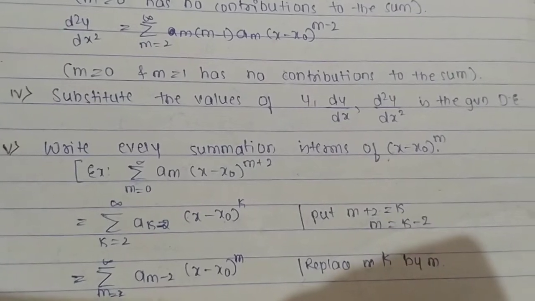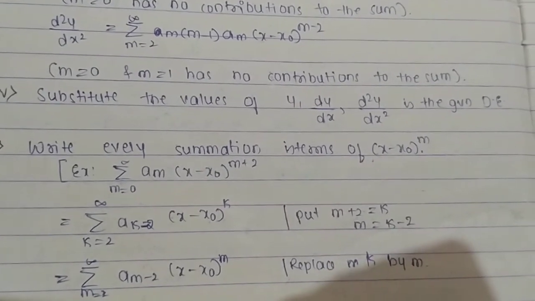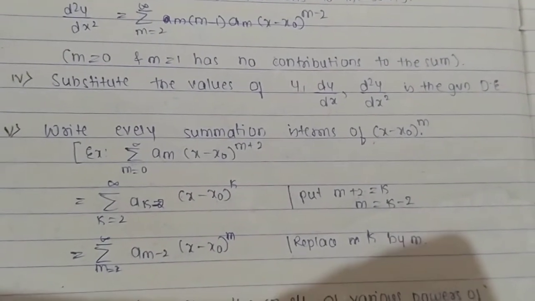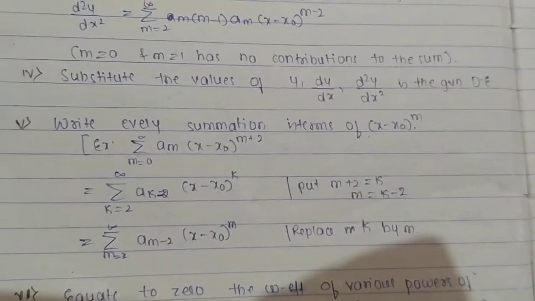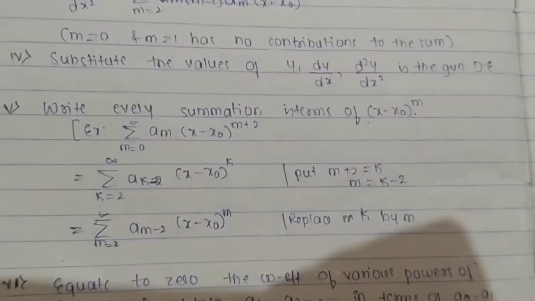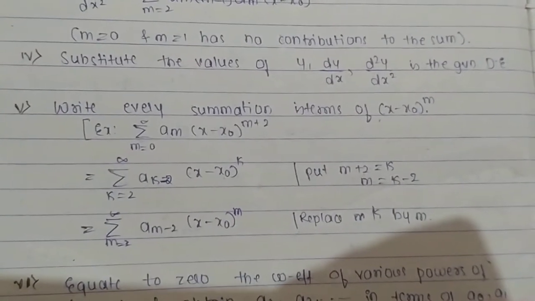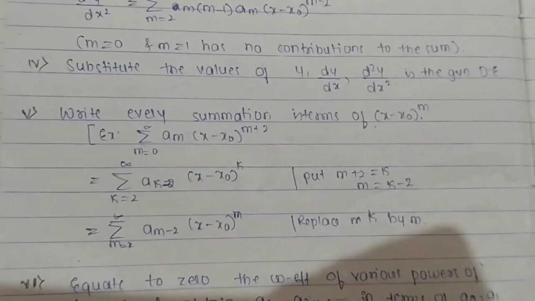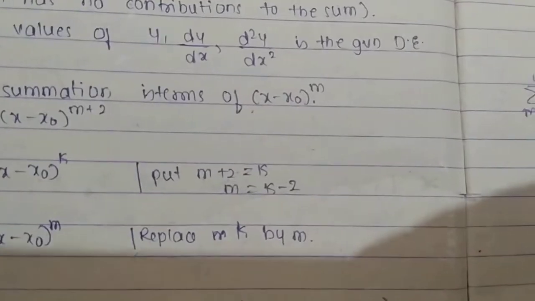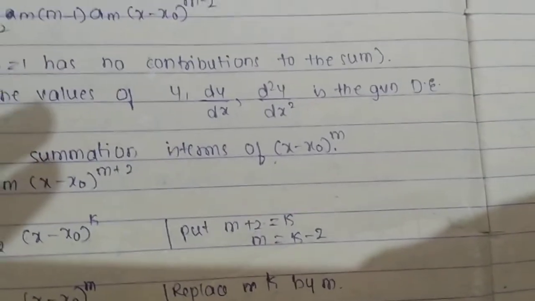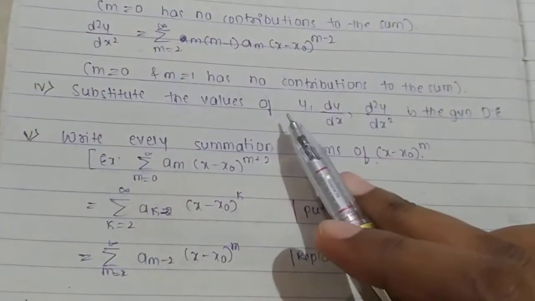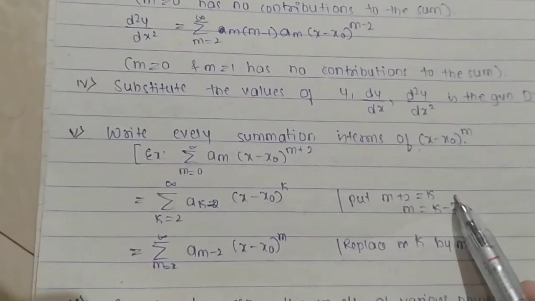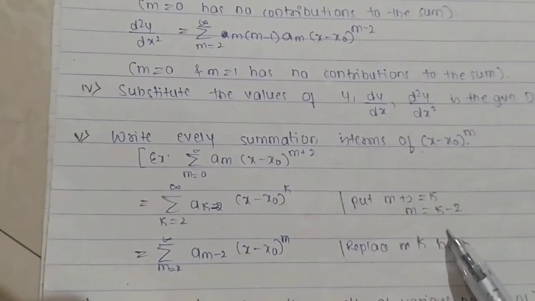The fourth point is we have to substitute the values of y, dy upon dx and d square y upon dx square in the given differential equation, and we have to write every summation in the form of (x minus x naught) to the power m. For example, if we have summation m is equal to 0 to infinity a_m (x minus x naught) to the power m plus 2, then we have to take m plus 2 is equal to k. Whatever may be the power, we have to take it as k. That is, m plus 2 is equal to k, so m is equal to k minus 2.